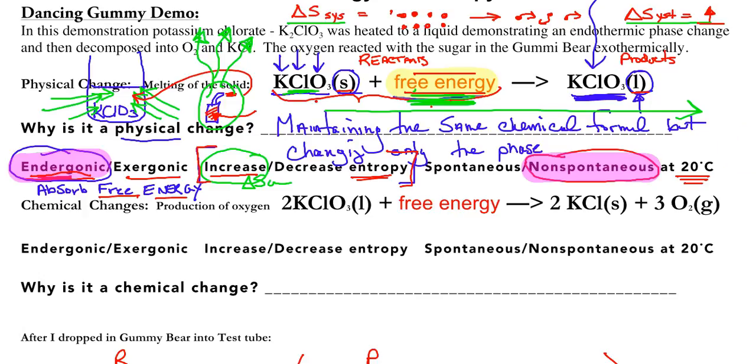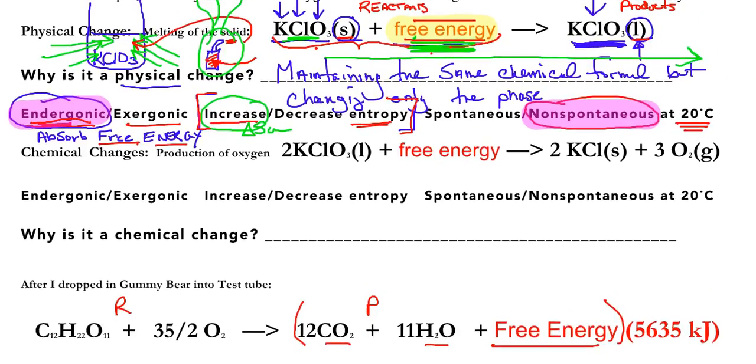Moving forward, same idea. If you notice the next one, we took the liquid potassium chlorate that gained some free energy, and where did it gain the free energy from? Well, the hot liquid, and it basically breaks apart into two new compounds. Why is this a chemical change?